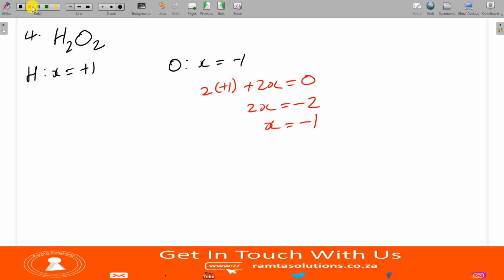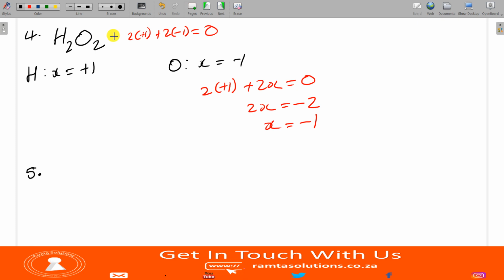Now, let's check. This is +1, this is -1. So it's 2 times +1 plus 2 times -1. What is this? It is equal to 0. So indeed, the oxidation numbers are correct. So guys, I hope now you see why we had a poll where we asked whether you think oxidation numbers are straightforward to calculate. For those that participated, I hope this answers your question.